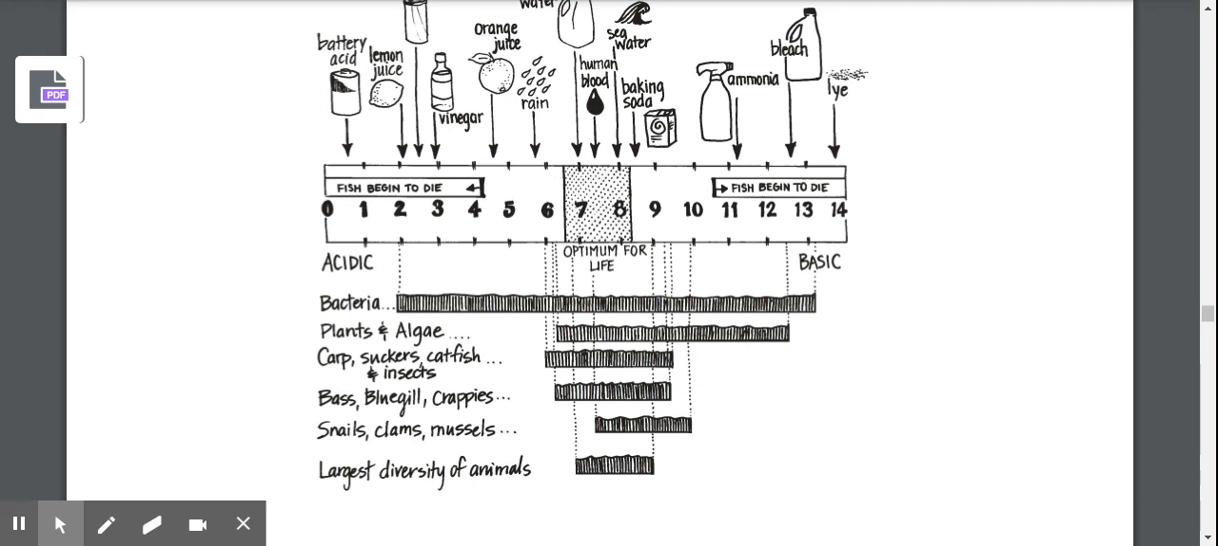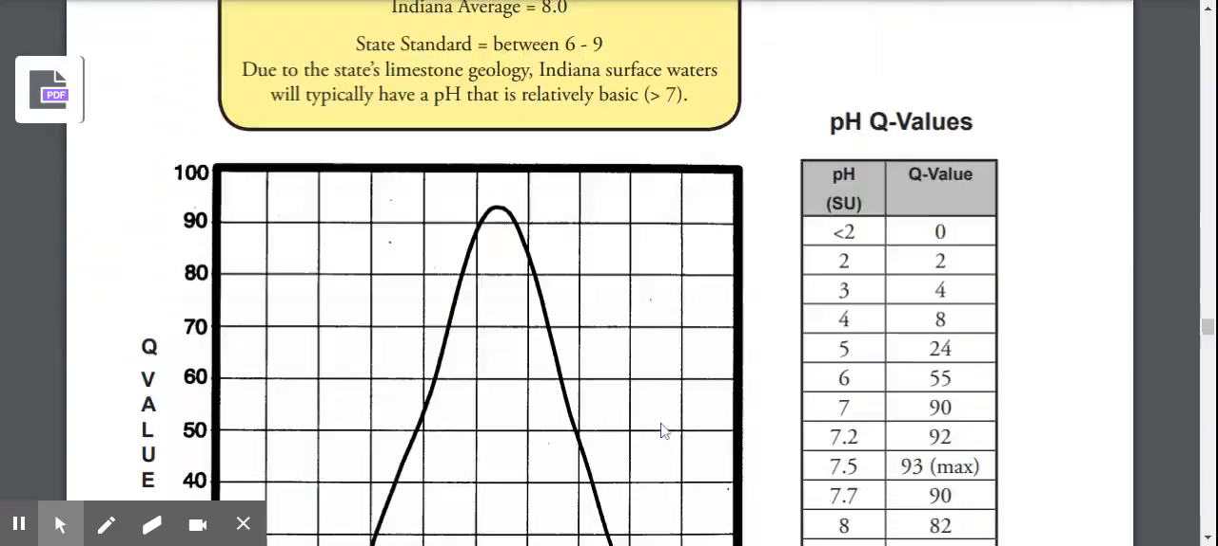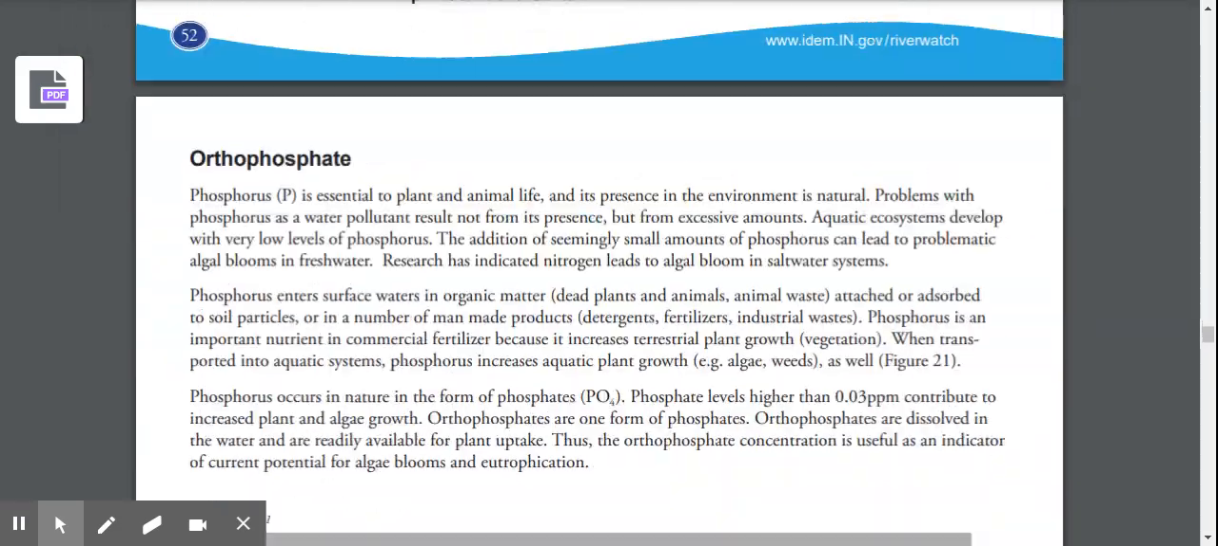That might be because we had a water sample in a water bottle that's out overnight. So maybe there's bacteria that were releasing or doing whatever they needed to do, and it changed the water temperature. But a higher pH indicates that bacteria, plants, algae, carp, snails, clams, all of that can live there. All right, and they are also calculating our Q value.